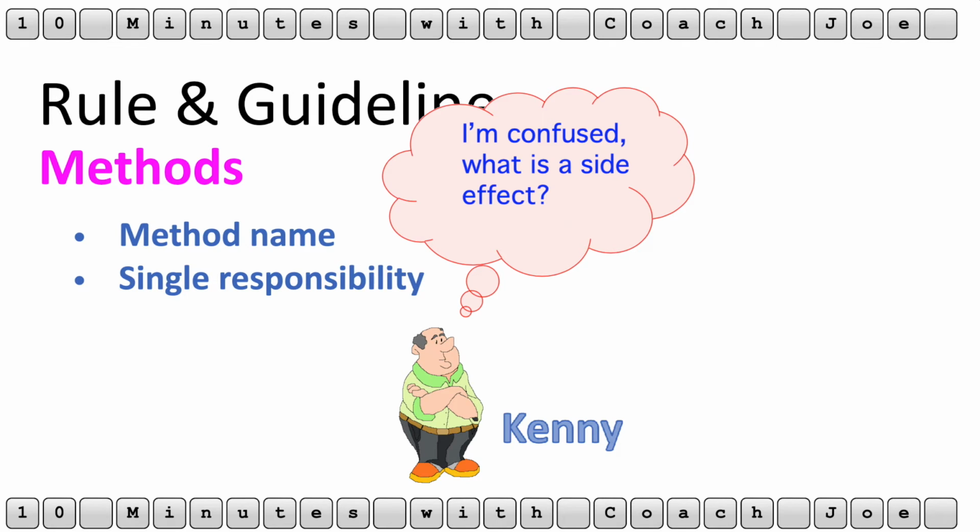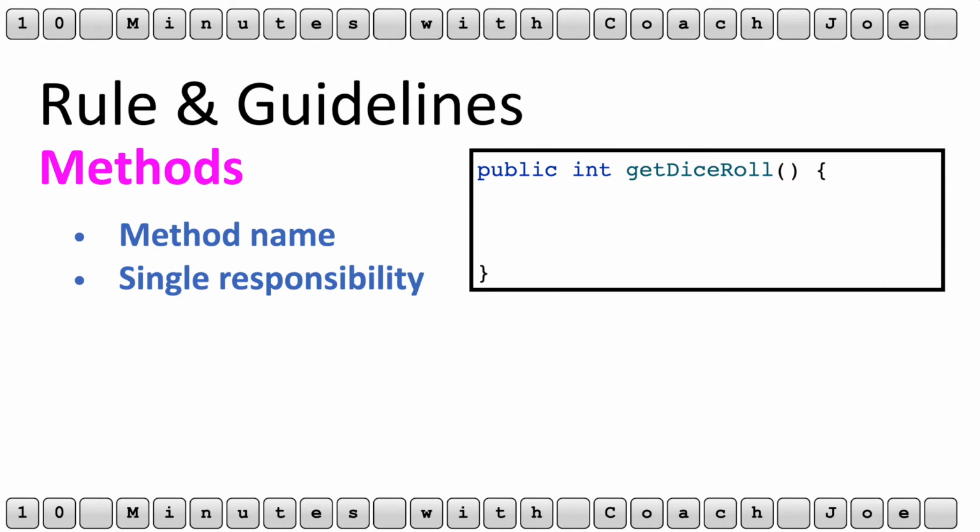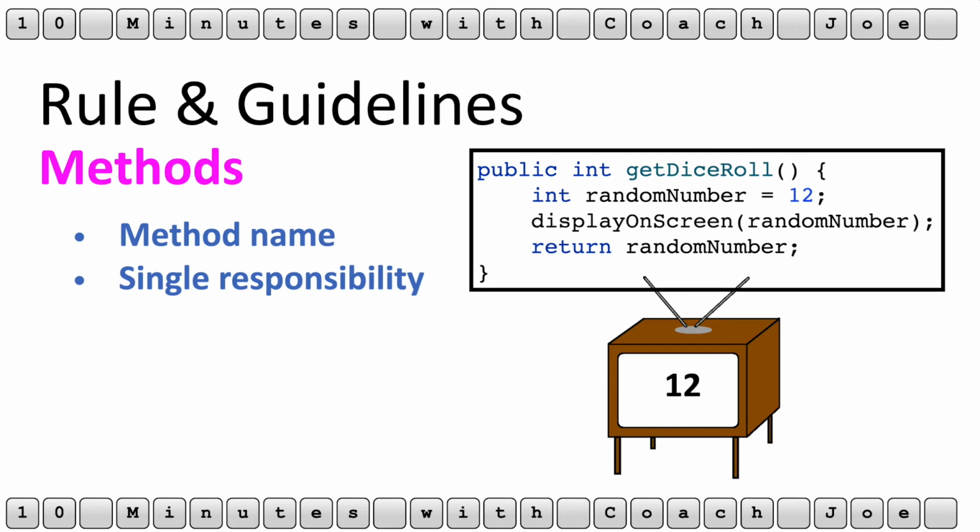Let me explain a side effect. Imagine you call a method getDiceRoll. You would expect this method to return a random number representing a dice roll. As part of the method, it displays the value on the screen and returns the number. Although displaying the number on the screen is helpful, the method is now doing two things. It is rolling the dice to create a random number and displaying the results on the screen. Other developers may see the method name getDiceRoll and expect just a number to be returned. They may not be expecting the result to be displayed on the screen. Displaying the result is a side effect and should be in a separate method.